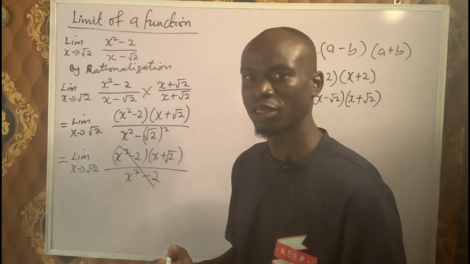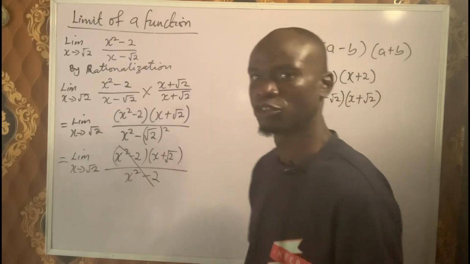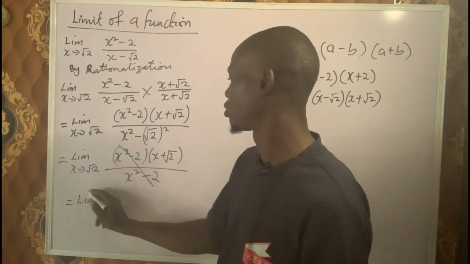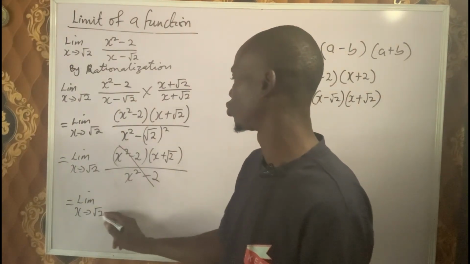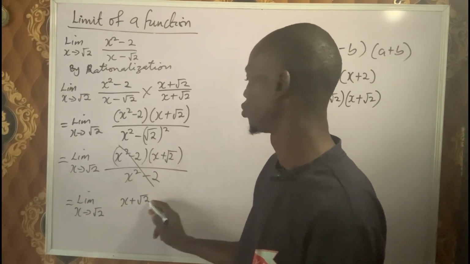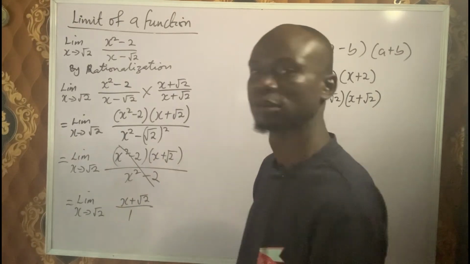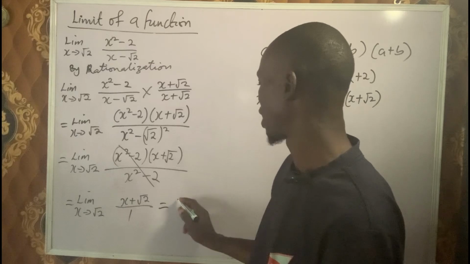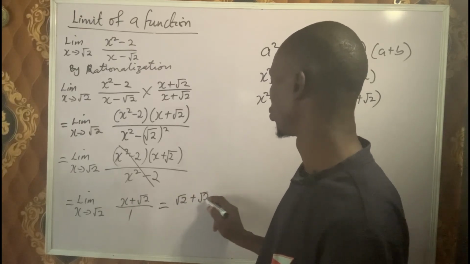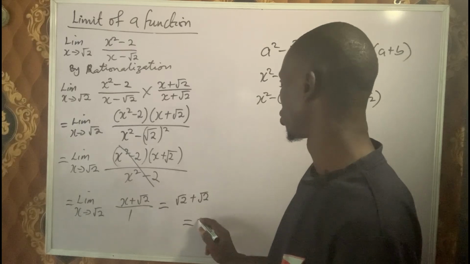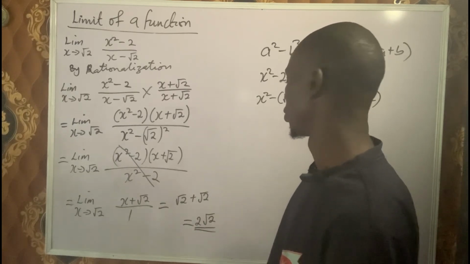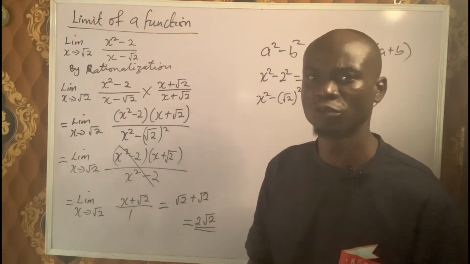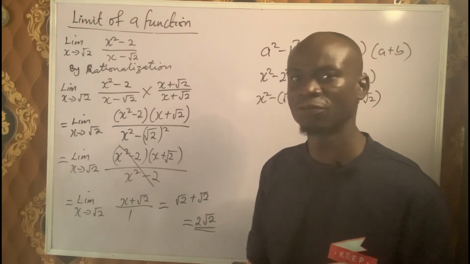Once you rationalize completely, you will cancel out the part that is causing the issues in the solving. So right now, I have the limit as x tends to root 2 of x plus root 2 over 1. I can ignore the over 1. If I substitute now, I have x, which is root 2, plus root 2. So root 2 plus root 2 is 2 root 2. So this is the solution to this question. This is a problem of rationalization. Sometimes problems can be solved using rationalization, especially when it involves a surd.